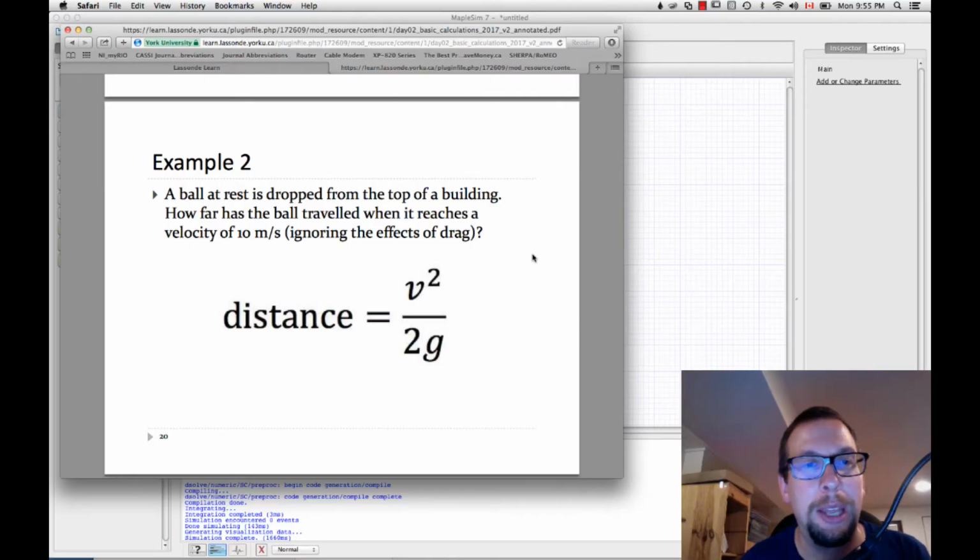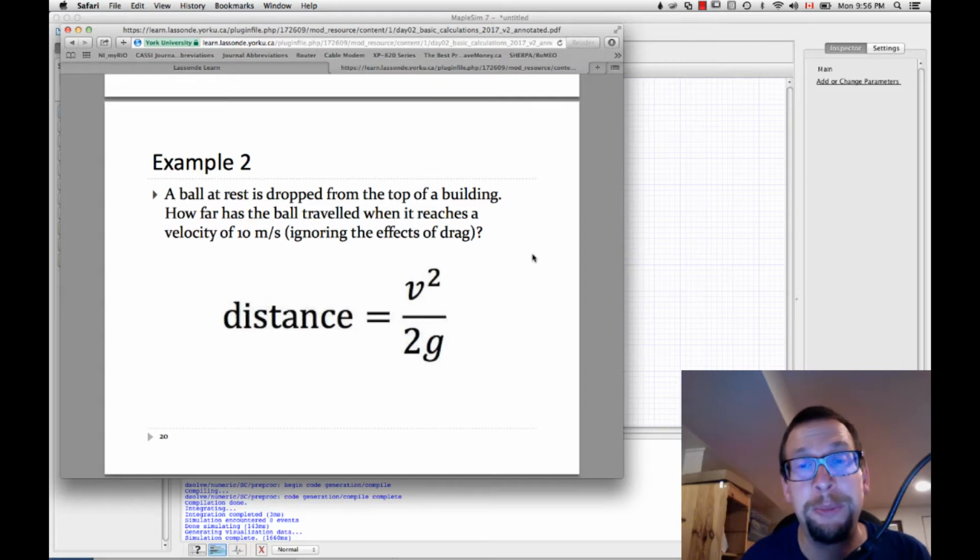Okay, hi everyone. So today in the EECS 1011 class, I spoke about an example of a ball falling from the top of a building, and the question was, how far has the ball traveled when it reaches a velocity of 10 meters per second? And this equation was given: distance is equal to velocity squared over 2 times the acceleration due to gravity.